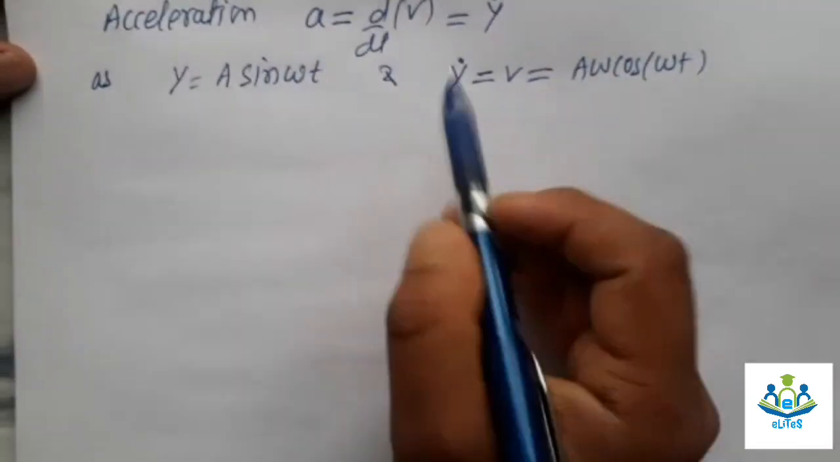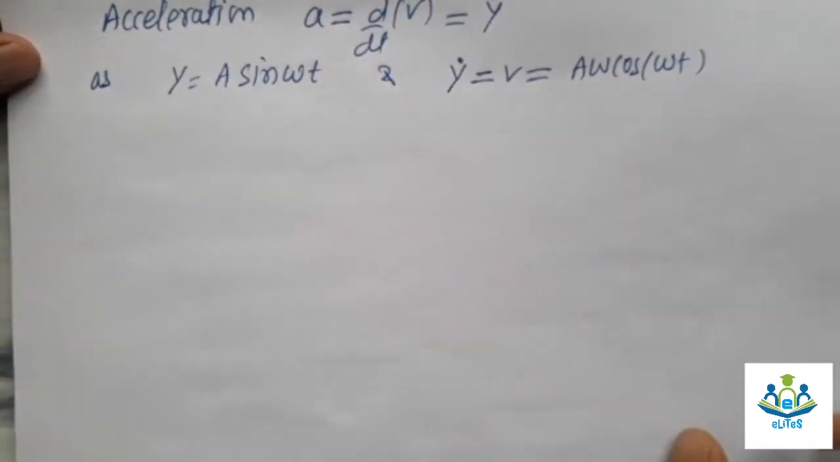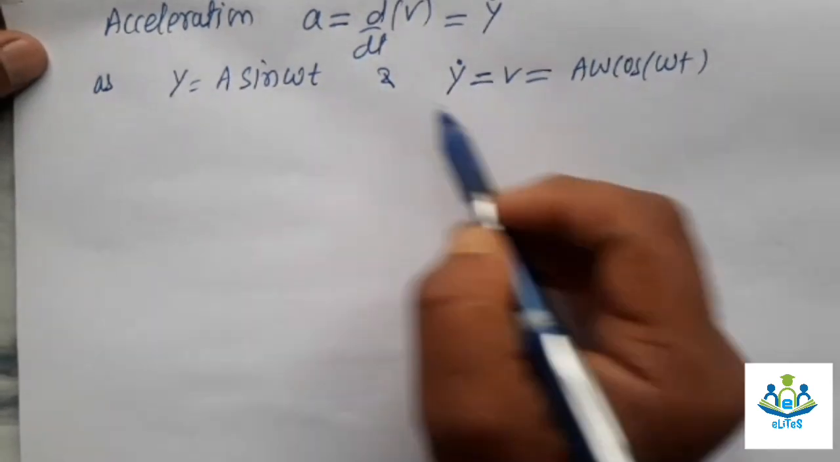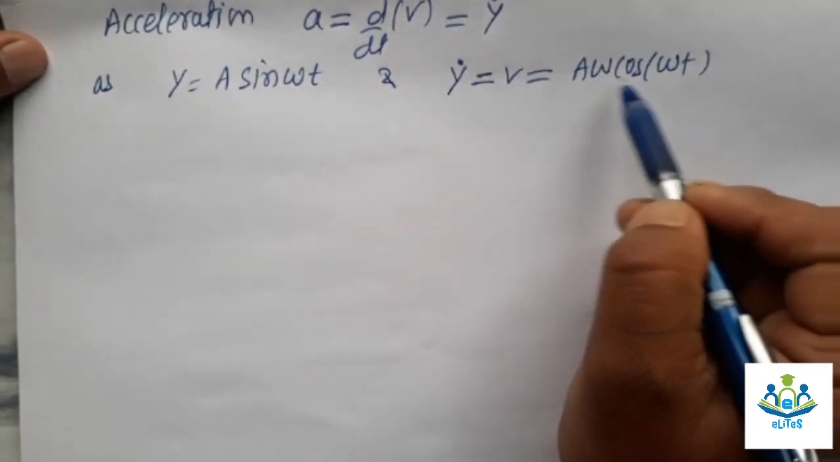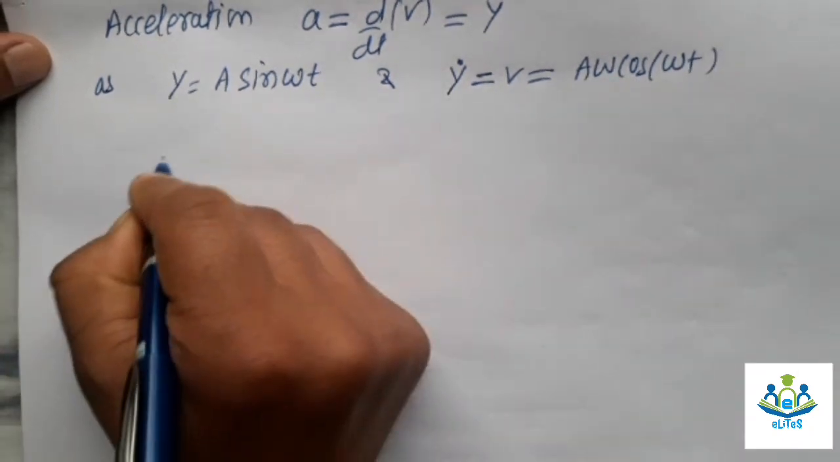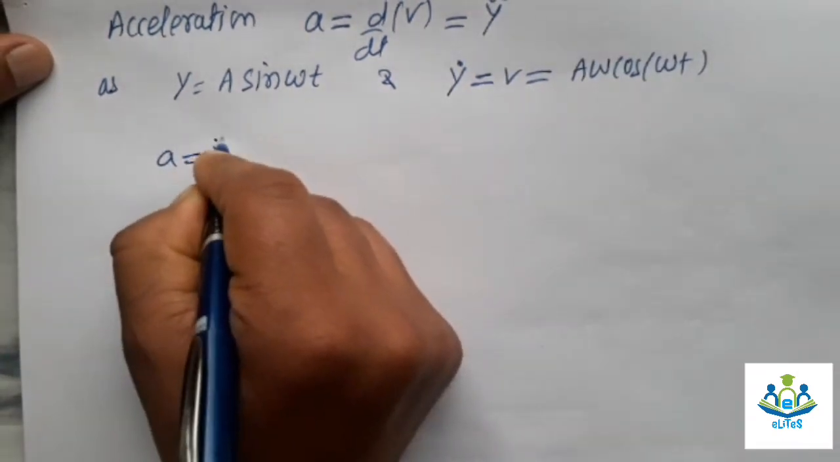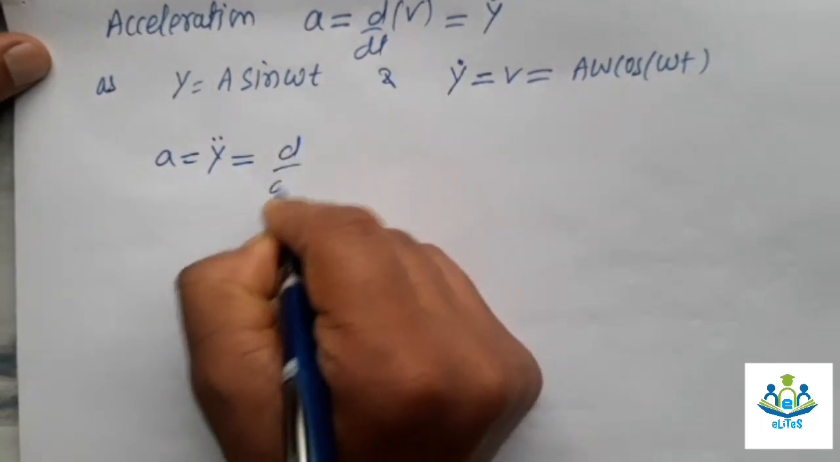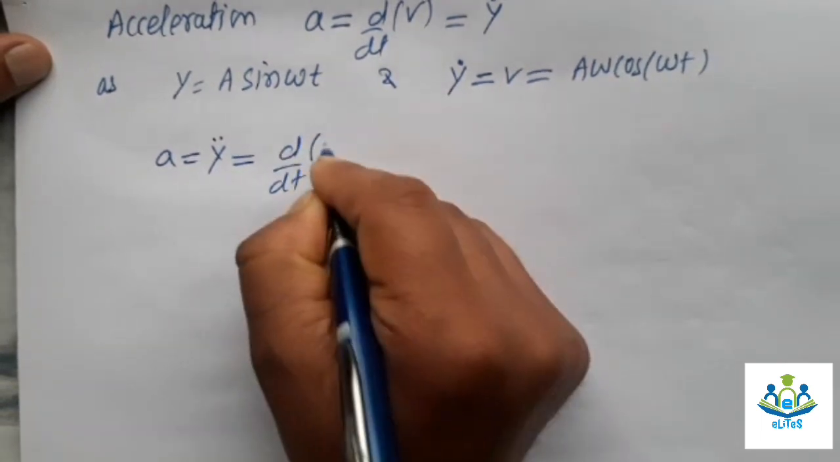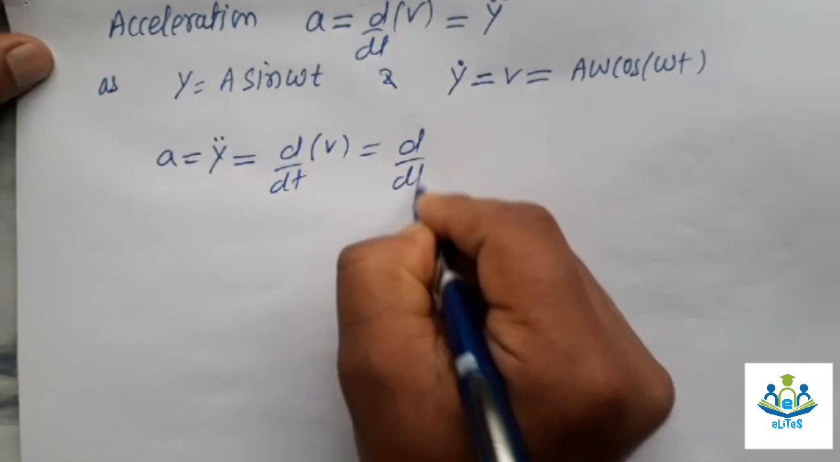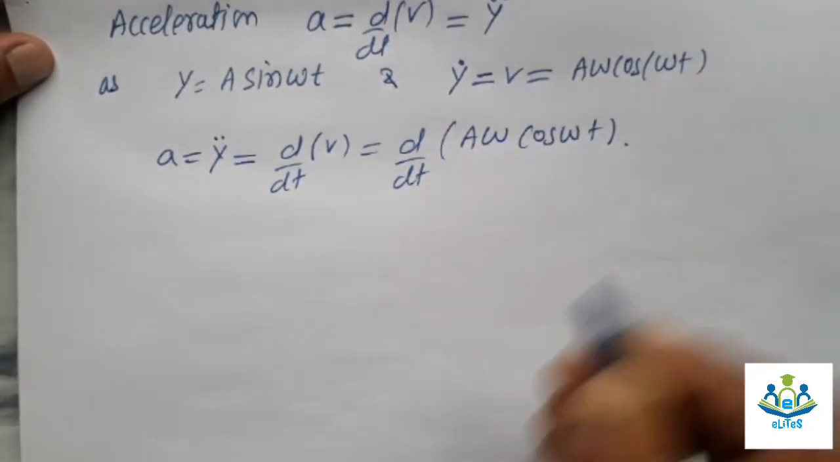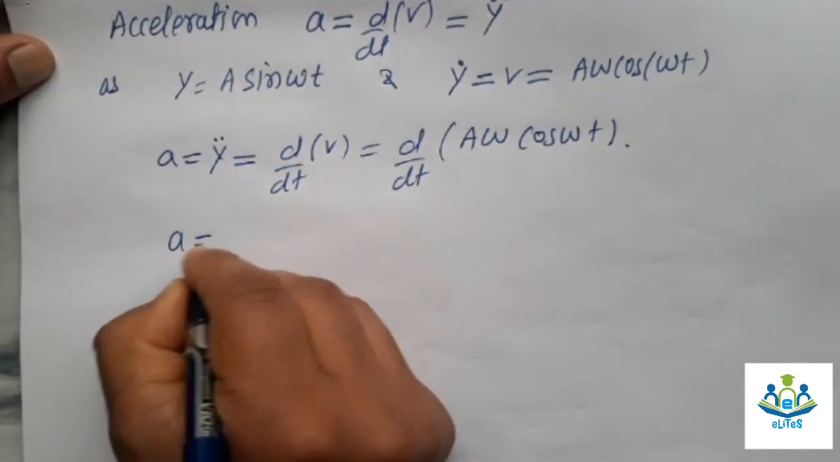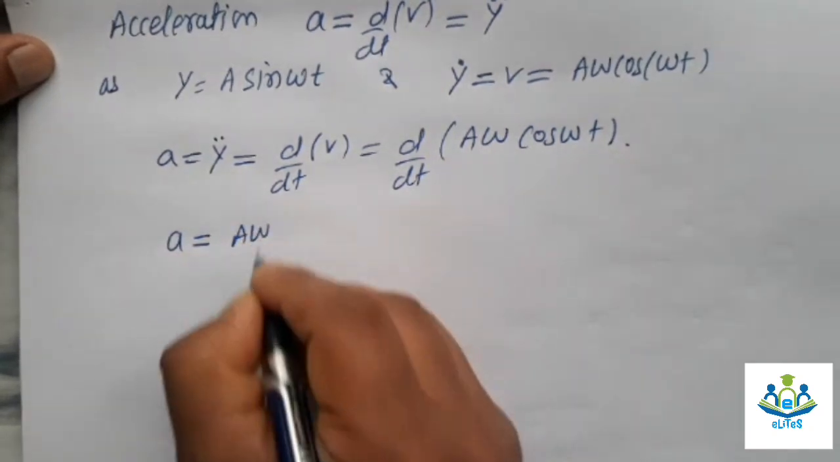Acceleration is the differentiation of the velocity, the rate of change of velocity. So we can find the acceleration by differentiating the velocity, which is given as a omega cos omega t. So acceleration, which can be written as y double dot, is d by dt of v, that is d by dt of a omega cos omega t. The acceleration will have a omega as a constant.